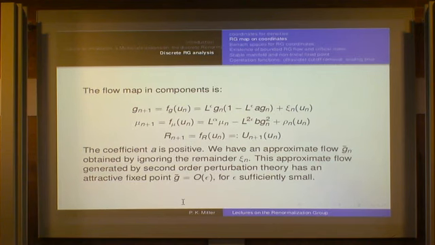Okay, so if you forget the remainders over there, then you can easily solve this for a fixed point. The fixed point will be equal to something like L to the power of epsilon minus 1, divided by A, and that's of order epsilon.